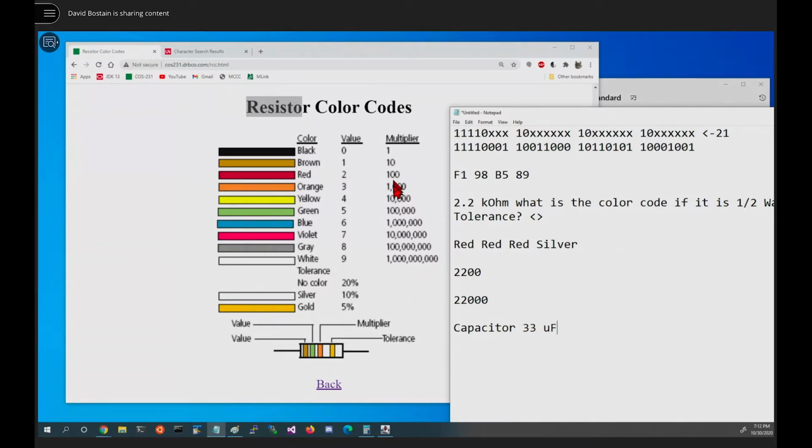We know we can't use this chart because all the multipliers make the number bigger, and microfarads is much smaller than 1 unit. So capacitors are normally dealt with in picofarads, generally in the United States. And so the 1 with no multiplier usually means 1 picofarad. But we don't use color codes for those.